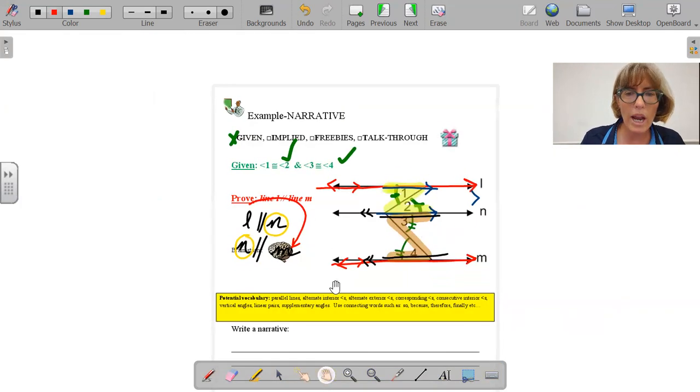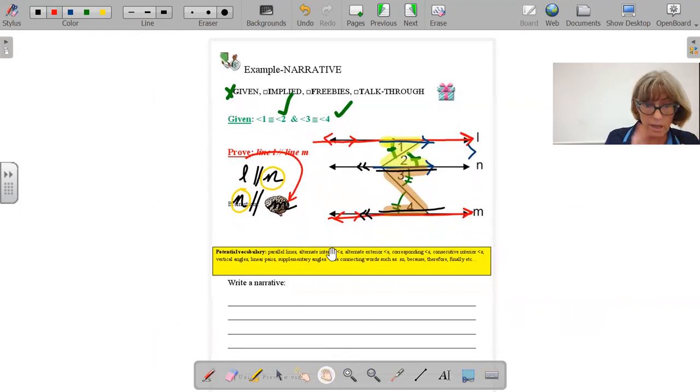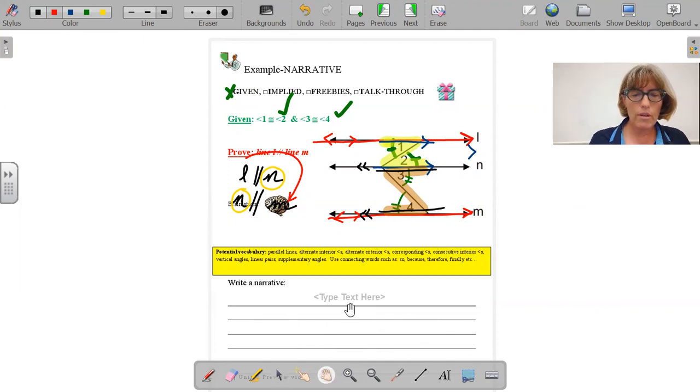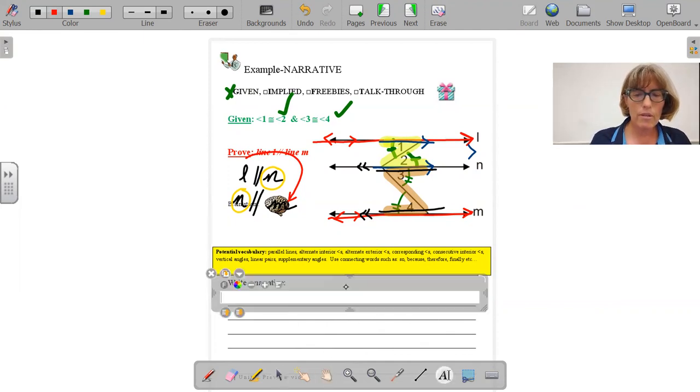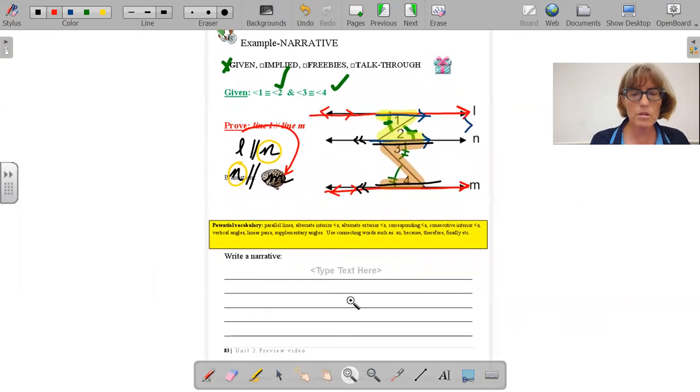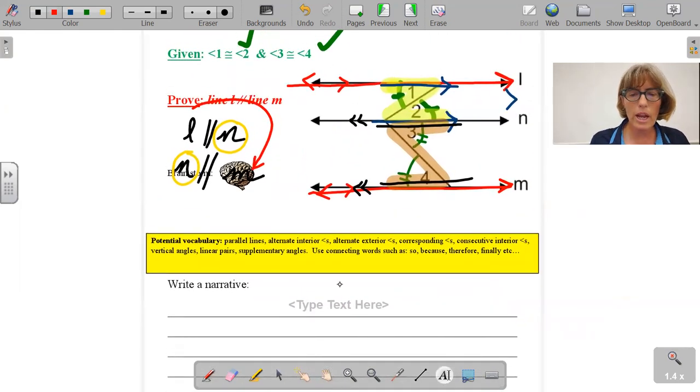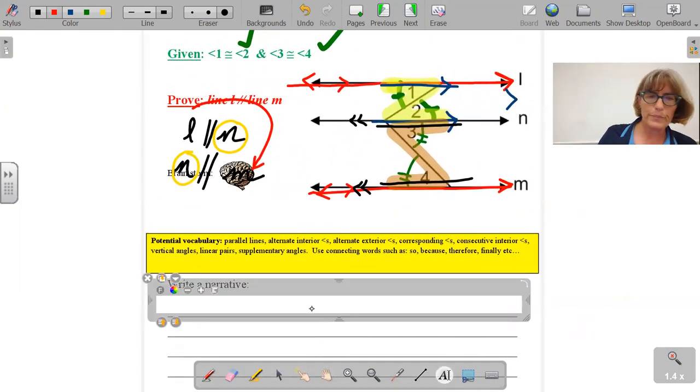Now we're going to write a narrative proof because of that. I'm going to type, since my handwriting is so horrible. We're going to start with the given information. Let me make this a little bit bigger. You can see this here. So get ready to write, because I'm giving you an example.